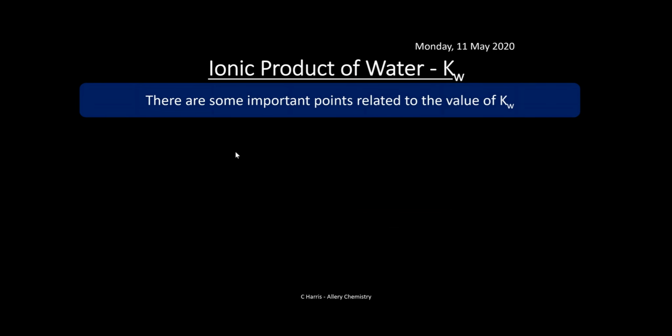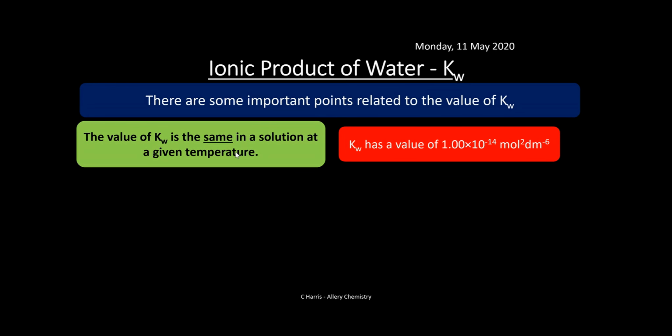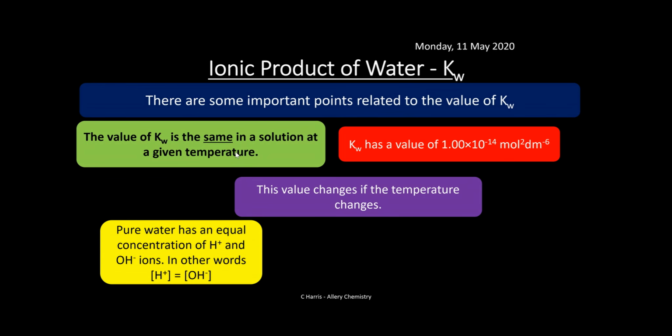Okay, so there are some important points related to the value of Kw. I briefly mentioned this before, but this is going to go into it in a lot more detail now. The value of Kw is the same in a solution at a given temperature. It has the value that I said you needed to remember, which is 1 × 10⁻¹⁴ mol² dm⁻⁶. This value changes if the temperature changes, so it's not fixed. If you did a reaction at 10 degrees and exactly the same reaction at 20 degrees, the Kw values will be different because it is affected by temperature.